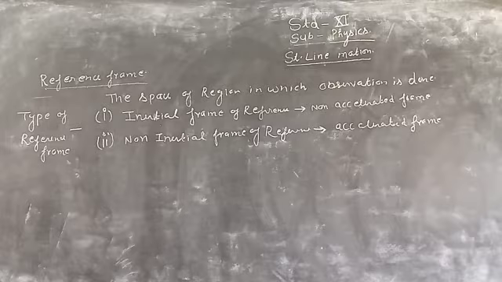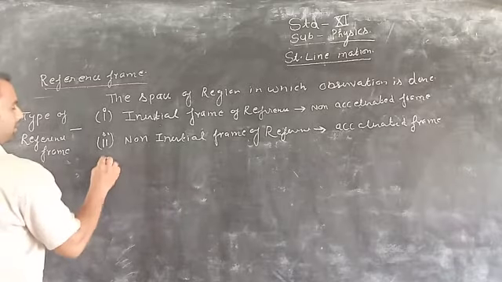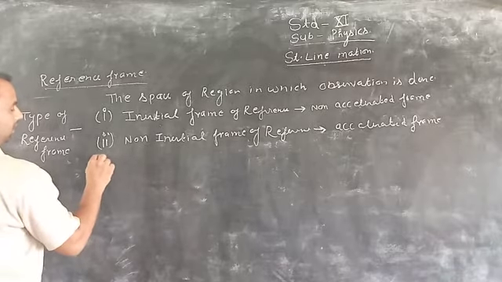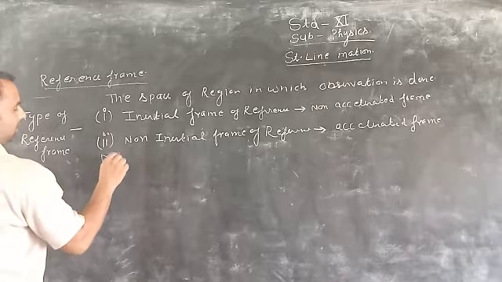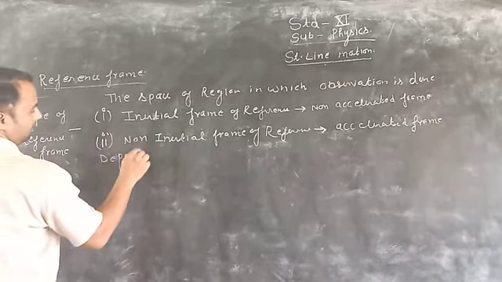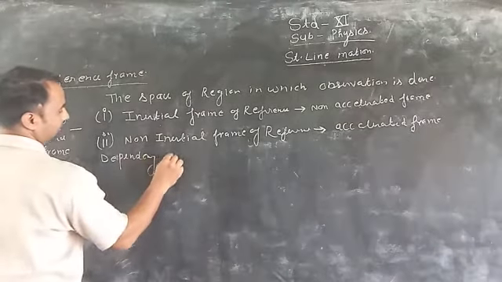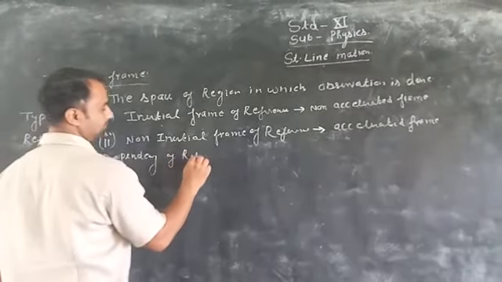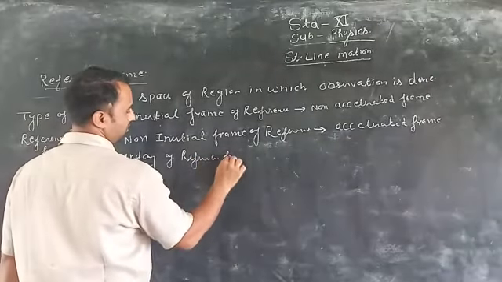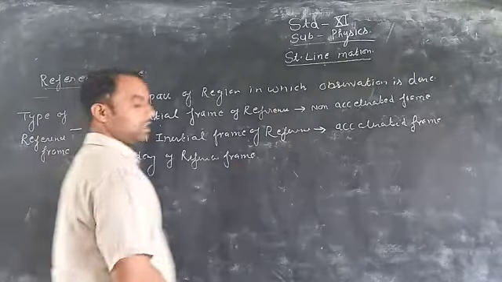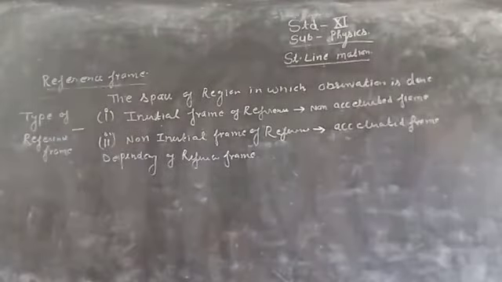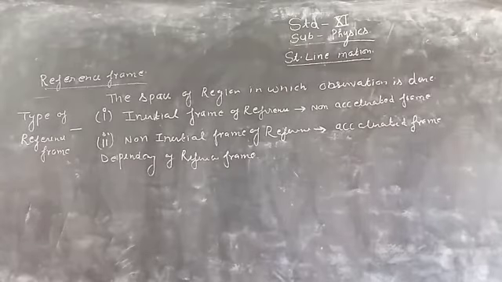Now we have to discuss inertial and non-inertial frames. Inertial frames of reference are those non-accelerated frames. Non-inertial frames are those accelerated frames which are in accelerated modes. So we have to see the dependency of values on the frame of reference. There are some factors which depend on the frame of reference.